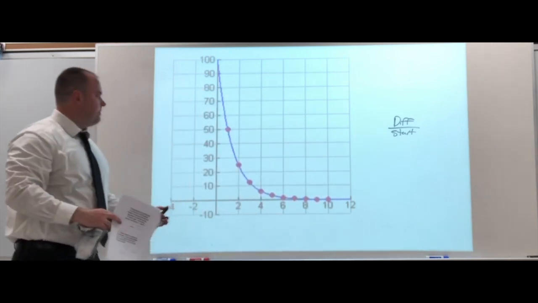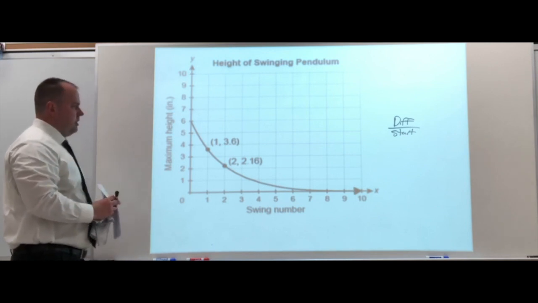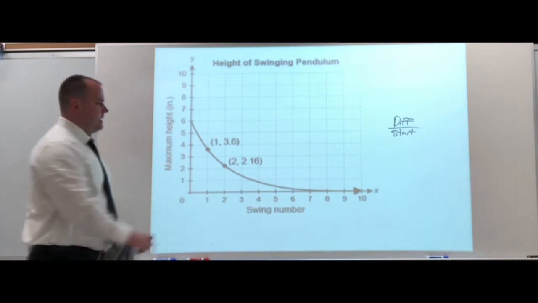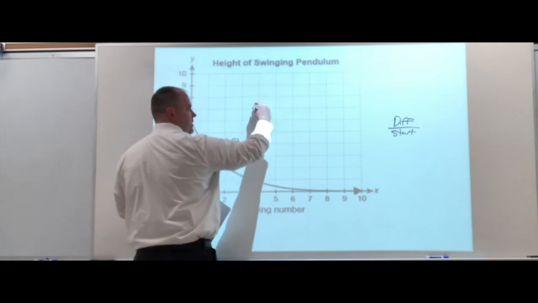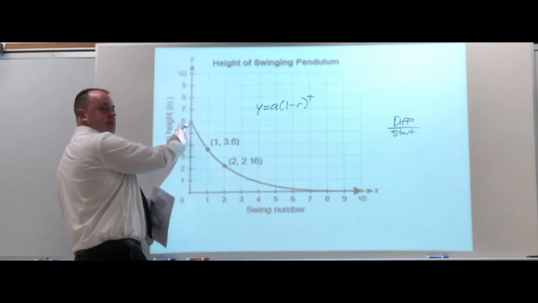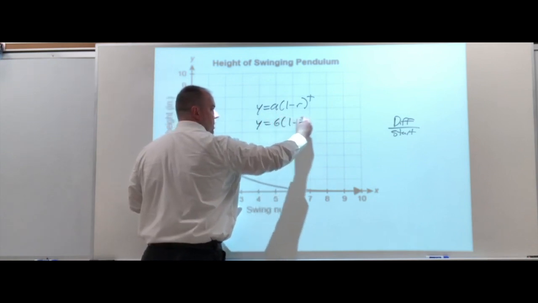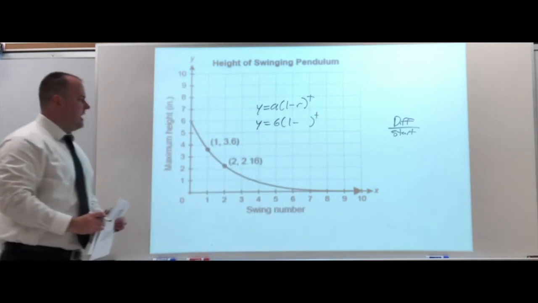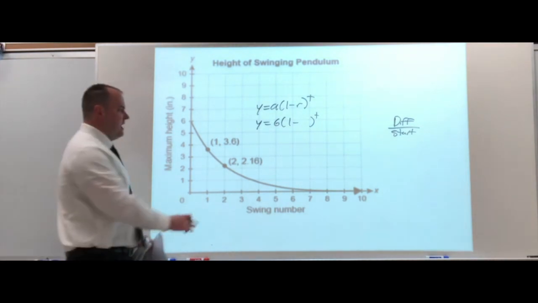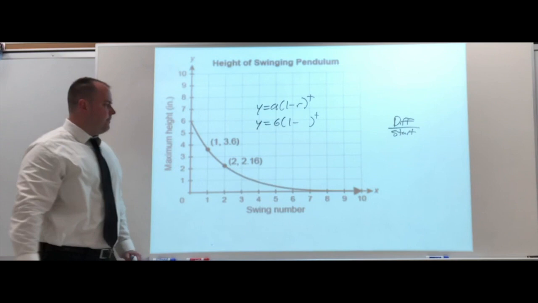Let's look at our next graph. This is the height of a swinging pendulum, and here it has points started off for us. Again, it's starting up high and going down, so we know it's decay. It looks like it's starting at 6, so right there's our starting amount. Y equals 6, 1 minus something to the t power. And now, they gave us some points. It really doesn't matter which 2 points, just pick 2 consecutive points, and you can find the difference between the two.